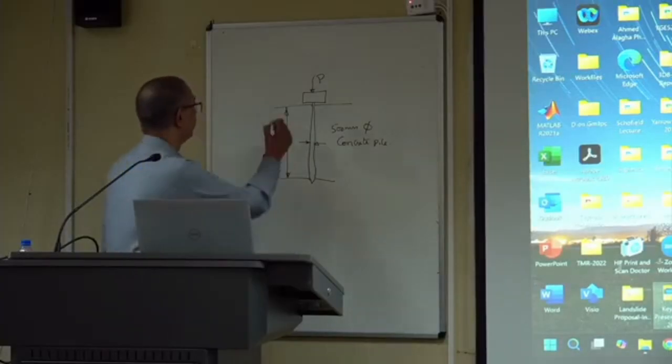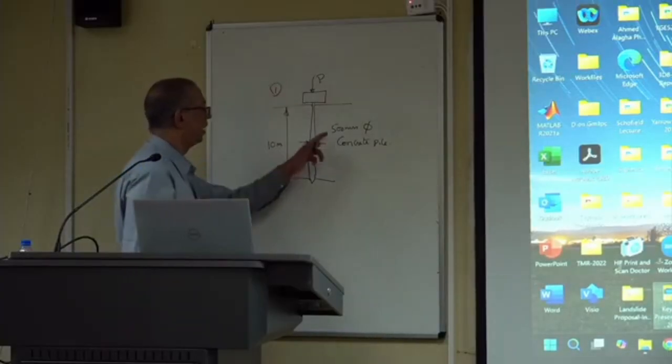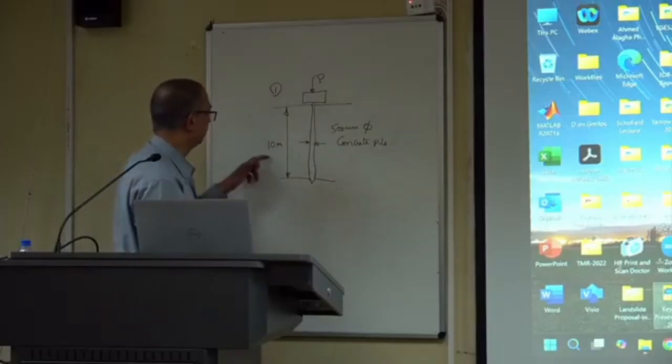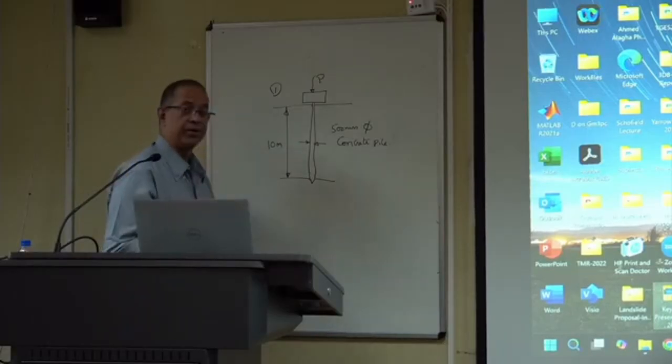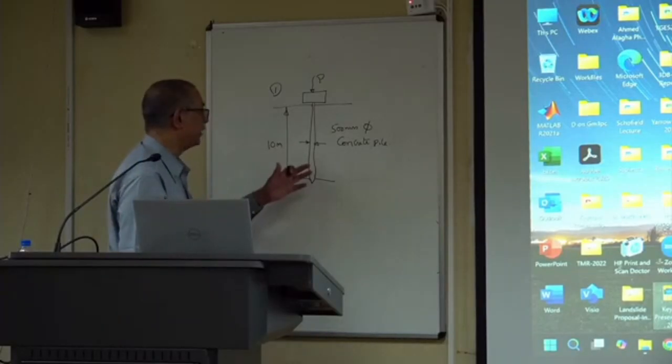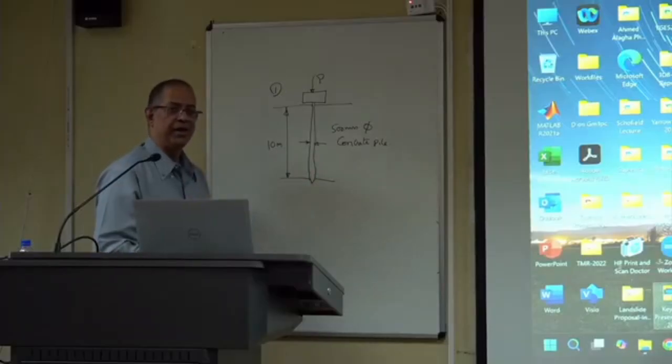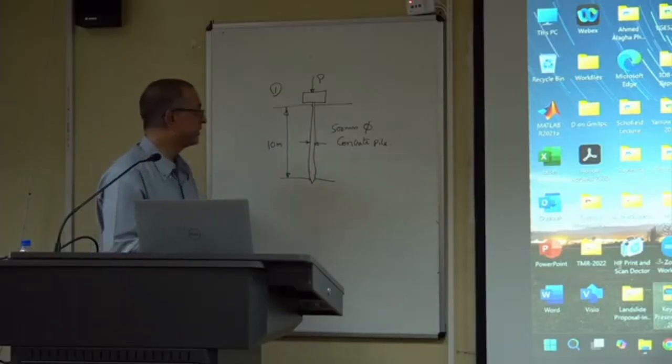Okay. First one is this. Half a meter diameter pile, 10 meters rock socketed. It has some load on the top. So work out the buckling load. You obviously need to work out what the E of concrete is, the I of concrete is, and so on.